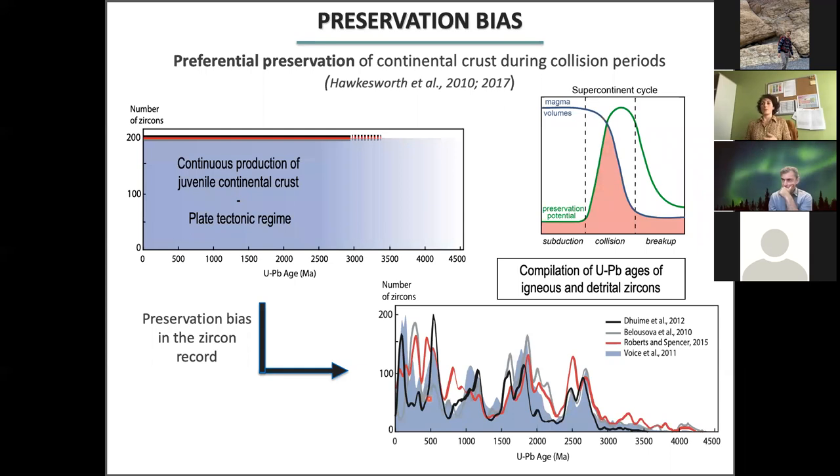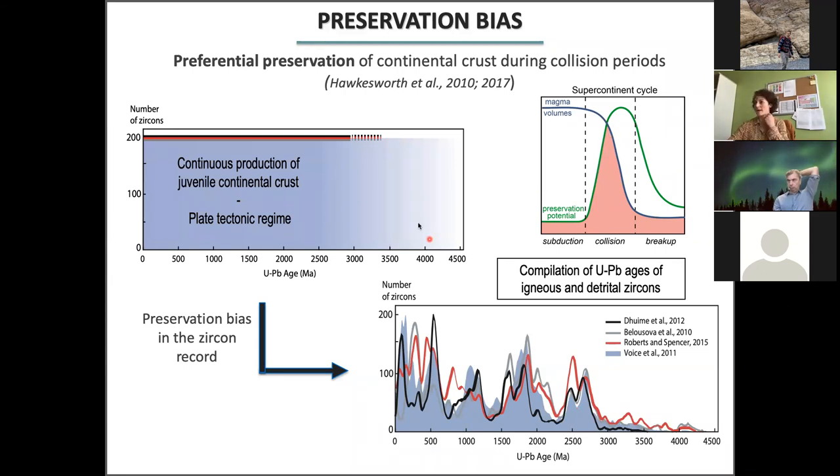So the preservation bias. The preservation bias was introduced by Hawkesworth et al. in 2010 to explain the peaks in the zircon record. And it is basically preferential preservation of continental crust during a collision period. So this is based on this figure here that I have to say I do not understand very well. I think this is more like a conceptual idea than something that is really supported by the data.